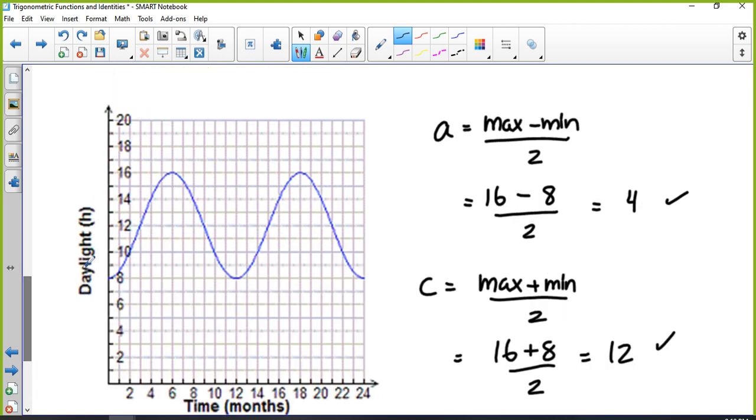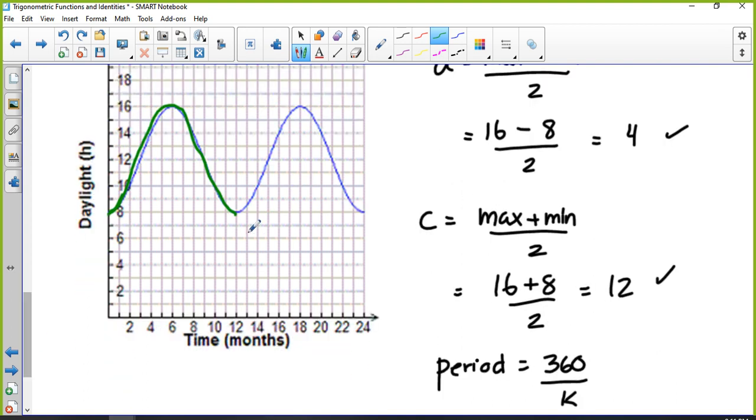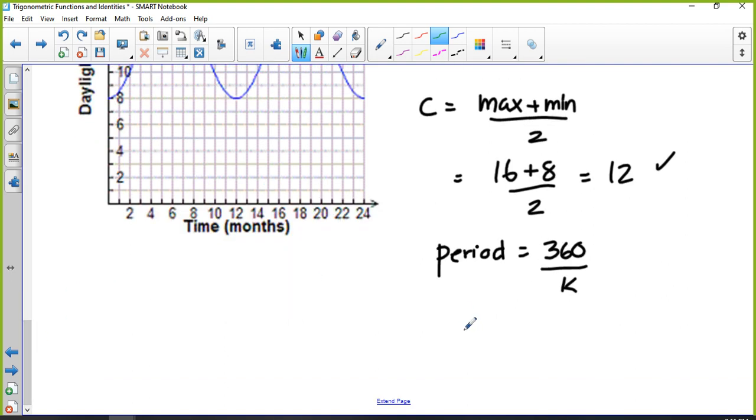Now let's look at our graph. What is the period? It looks to me like the period here, this graph starts at its minimum, increases to its maximum, and then comes back down again. There's one cycle, and one cycle occurs after 12 months. So the period here is 12. So we're going to write 12 is equal to 360 over k.